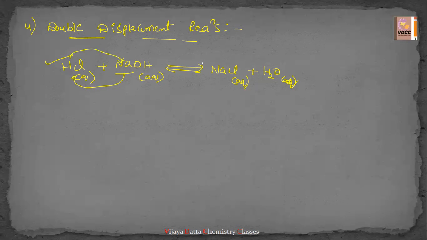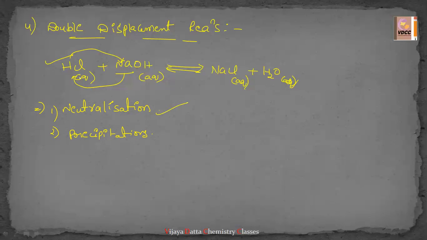In double displacement reactions, generally we study two types of reactions. The first one is neutralization reactions, and the second one is precipitation reactions. These two come under double displacement reactions, students. Neutralization reaction is nothing but an acid and a base reacting with each other, forming a salt and water. Those reactions are called neutralization reactions.